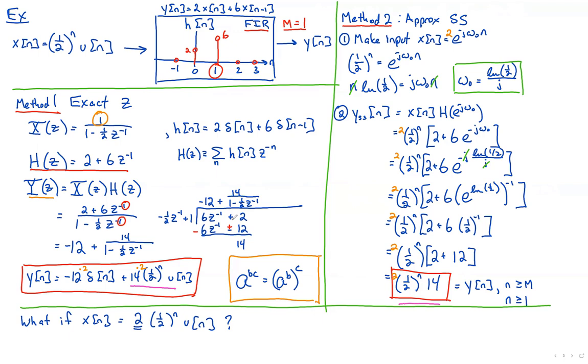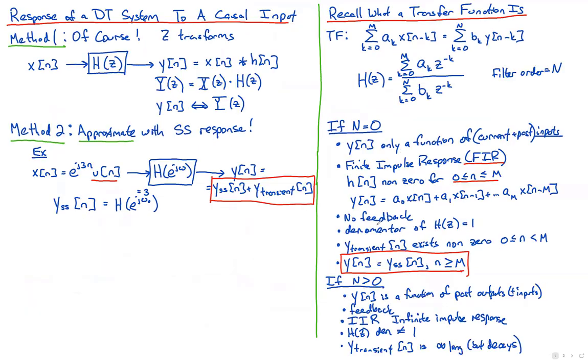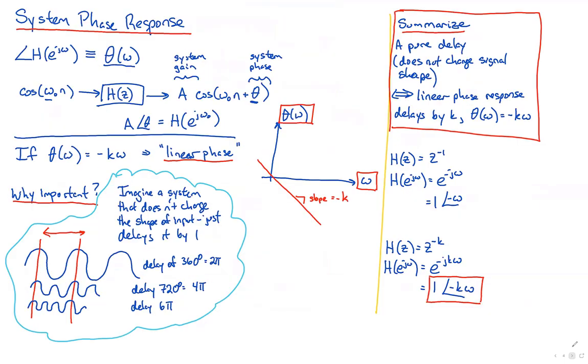So as long as you've got an FIR system, you can exactly characterize its output for n greater than m by just finding its steady state response. Even if it's infinite impulse response, we still get a pretty good approximation of it because, as we saw in the previous slide, the output is equal to the steady state plus the transient, and the transient decays away pretty fast. The last part that we talked about had to do with delays.